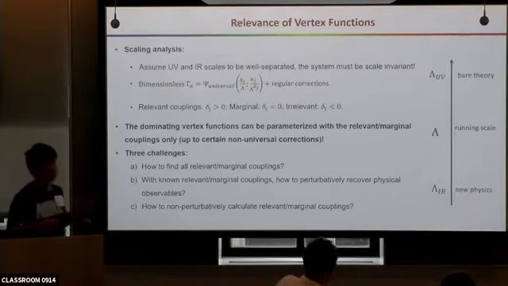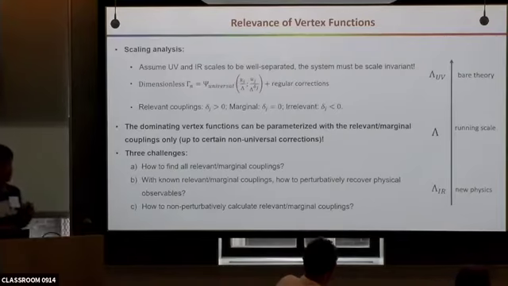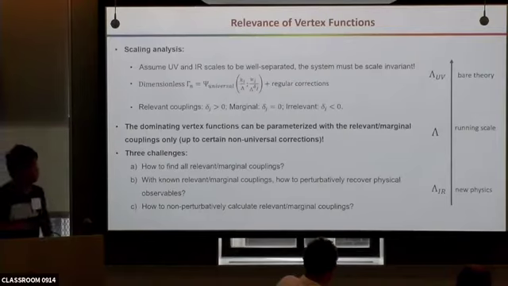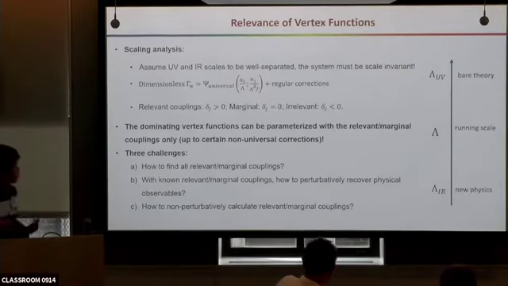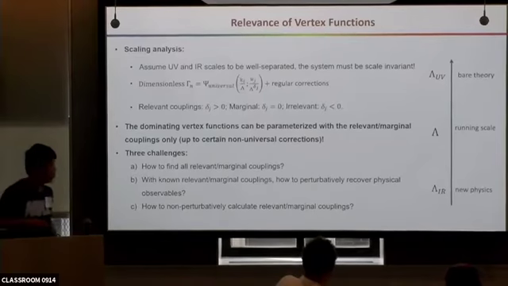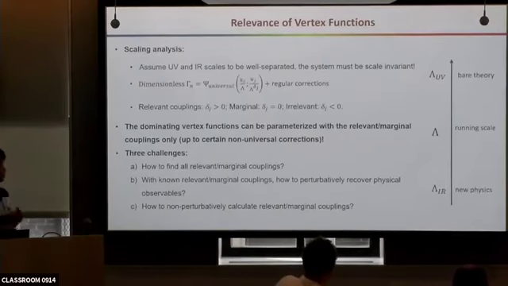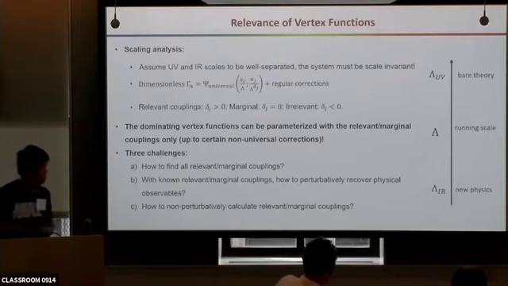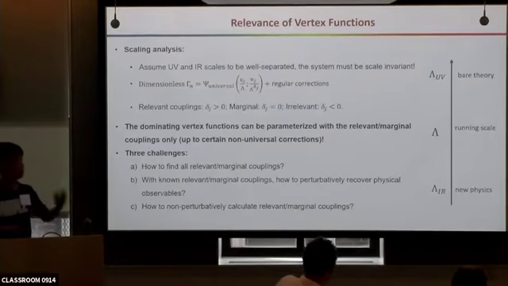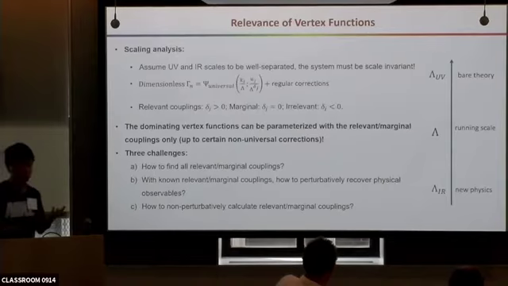Then we can overcome the vertex problem. That's the idea. And then there are several challenges to make this scheme really useful. So the first challenge is how to find these relevant and marginal couplings. Once this is solved, you know what are the relevant and marginal couplings, you know what channel, what kind of vertex function you have to adjust in to make the perturbation useful.